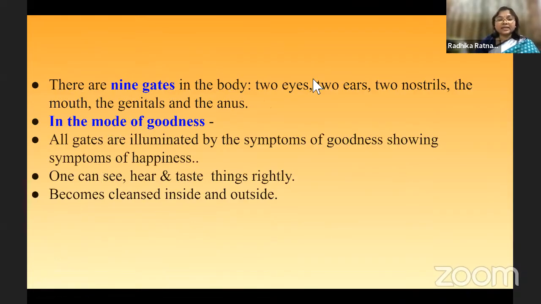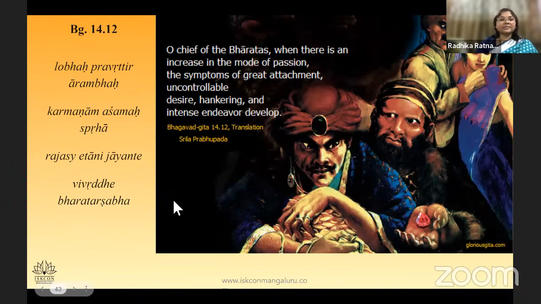So these are the 9 gates, as I told you: eyes, ears, nostrils, the mouth, genitals, and anus. In the mode of goodness, all gates are illuminated with the symptoms of goodness, showing the symptoms of happiness. One can see, hear, and taste things rightly. So become cleansed inside as well as outside. Yes, Prabhu.